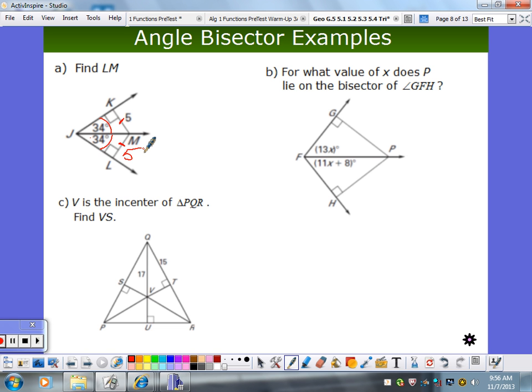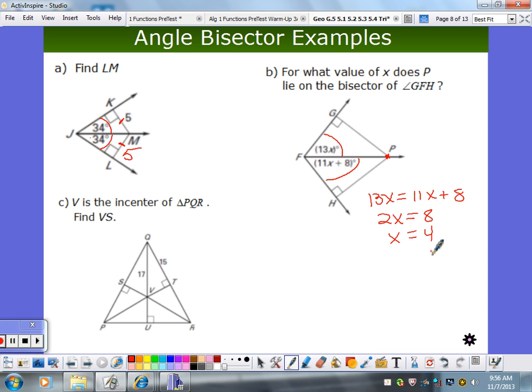For what value of x does P lie on the bisector? 8. So for what value of x? Well, what has to be true for this to be on here? I didn't ask what x is. What has to be true? Yeah, they have to be congruent, because that's what makes it an angle bisector. So I do have to set this up to be congruent. 2x equals 8. x does equal 4.